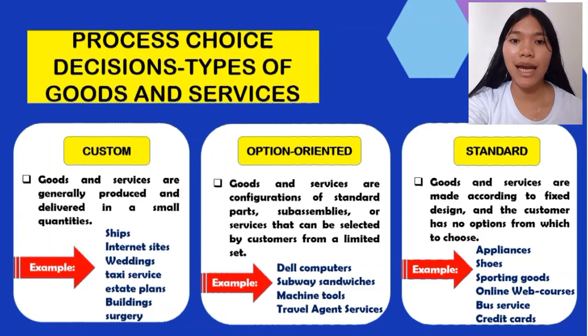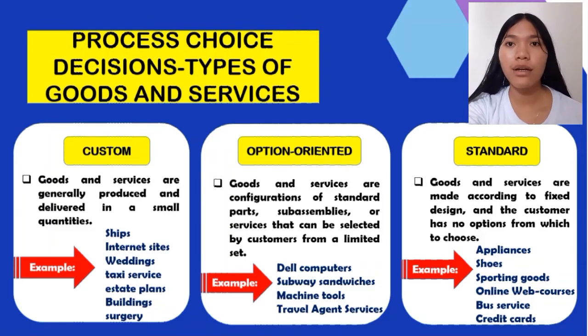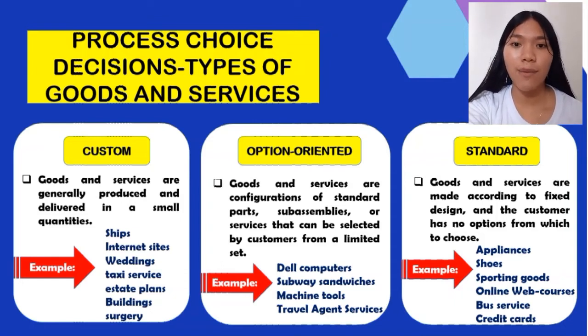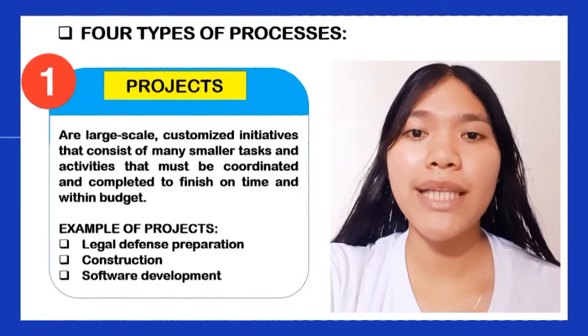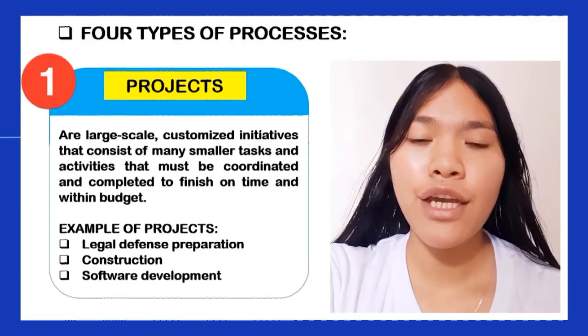For example, appliances, shoes, sporting goods, online web courses, bus service, and credit cards. Also in standard, standard goods are made in anticipation of customer demand, and kept in stock and inventory. The firm anticipates in advance that these products will boom, so that is why they produce them. Some of them they stock.